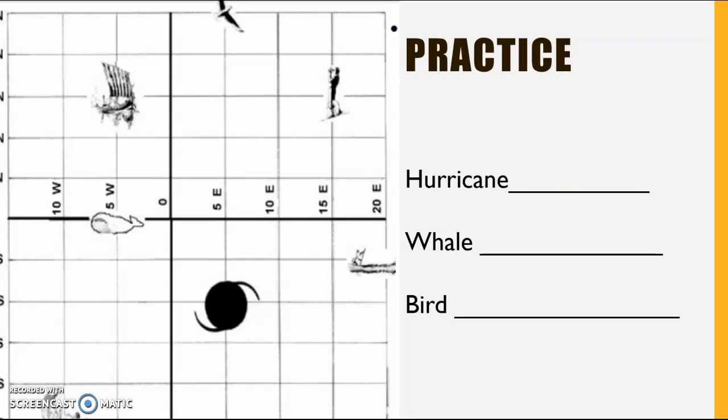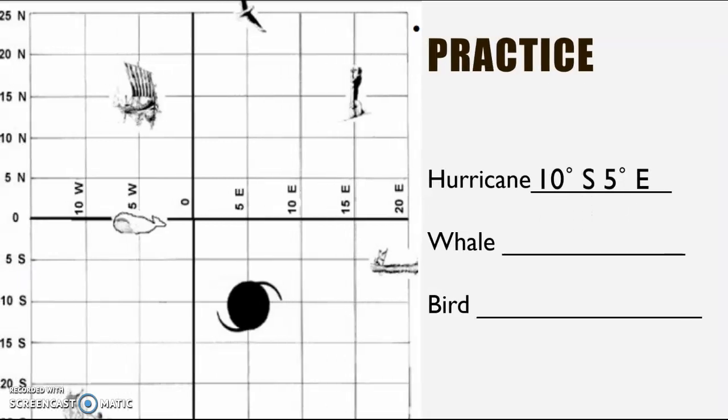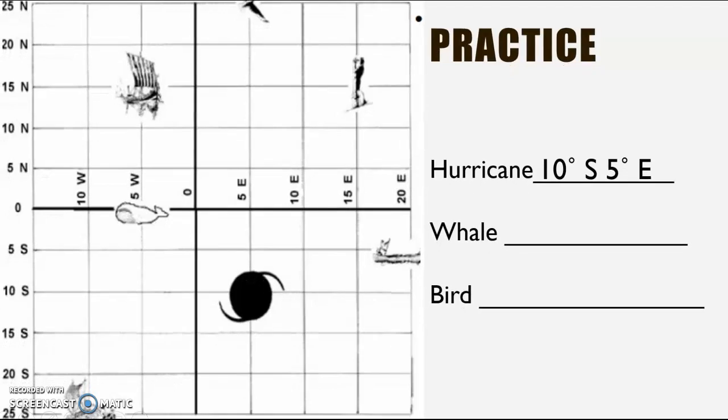Take a moment, pause, and practice. Before we go over the answer, try to write the latitude and longitude for these systems. So this is a hurricane, this is a whale, and this is a bird. Hint, hint. Oh, you cannot see. Oops. There you go. All right.